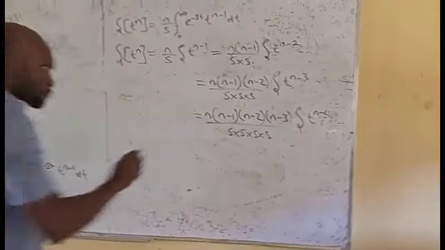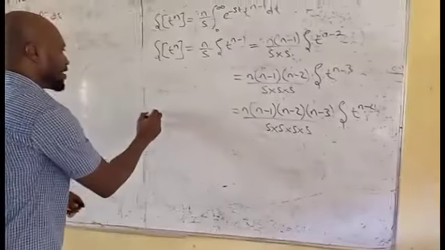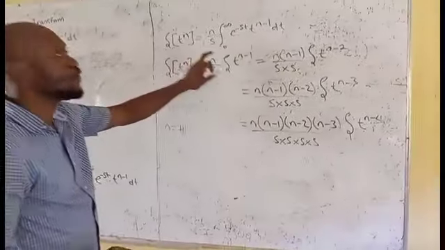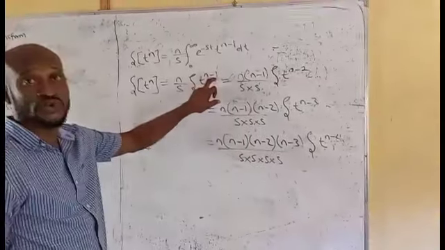So now I say, okay, if I take my n to be 4, here is 4. 4 minus 1 is what? 3.